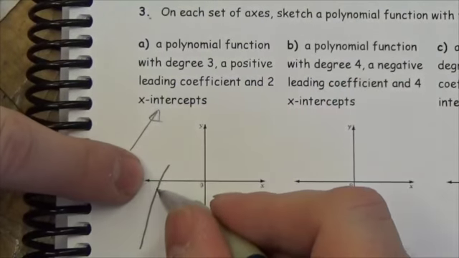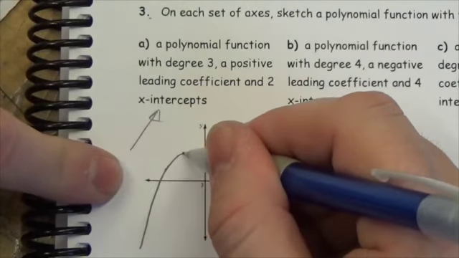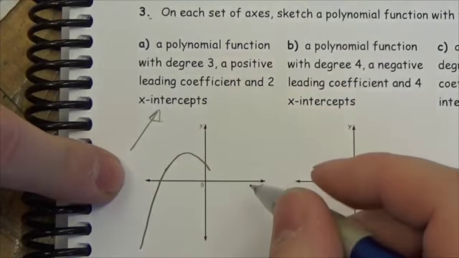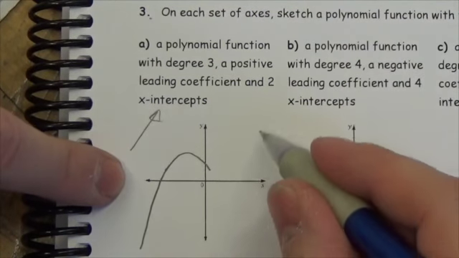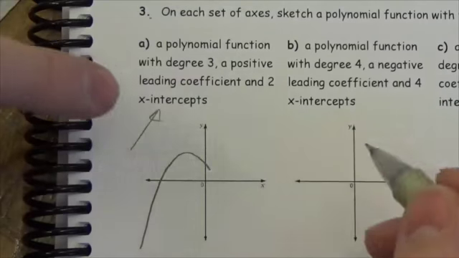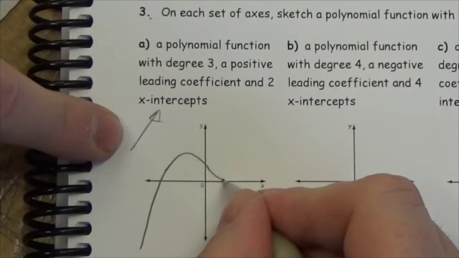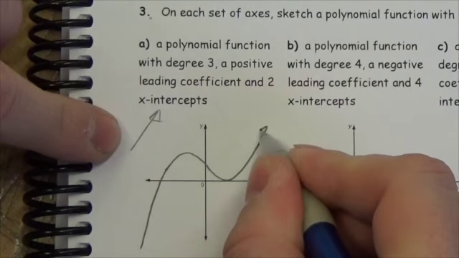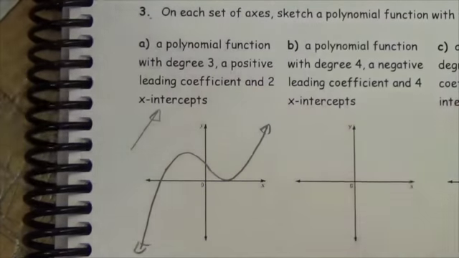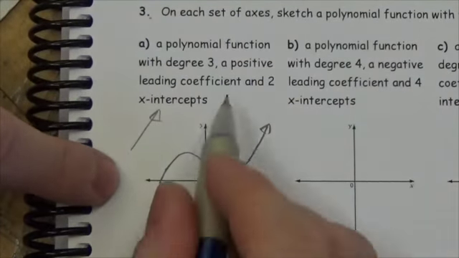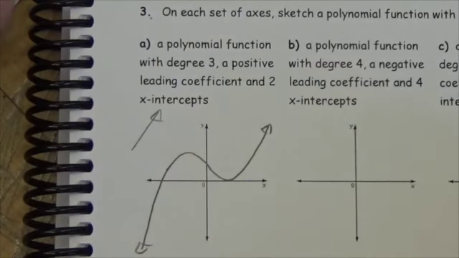Now I just hit the x-axis once. I know I'm going to turn directions here. Okay, now if I come straight through and go back up again, I'm going to hit the x-axis 2 more times, and I'm not supposed to do that. I only want to hit it once more, so I got to come down, just touch it, and then go back up. Okay, and there we go. There's a cubic, a positive cubic with 2 x-intercepts.